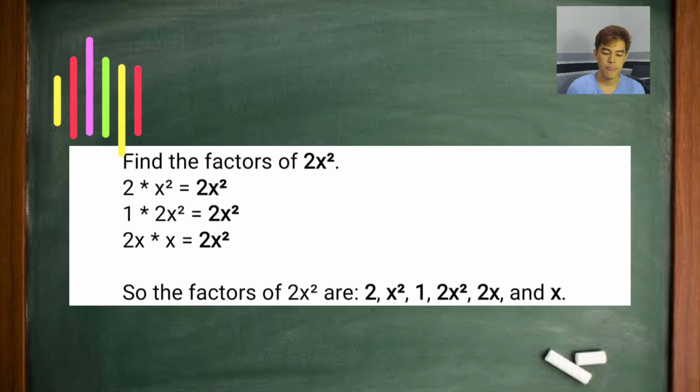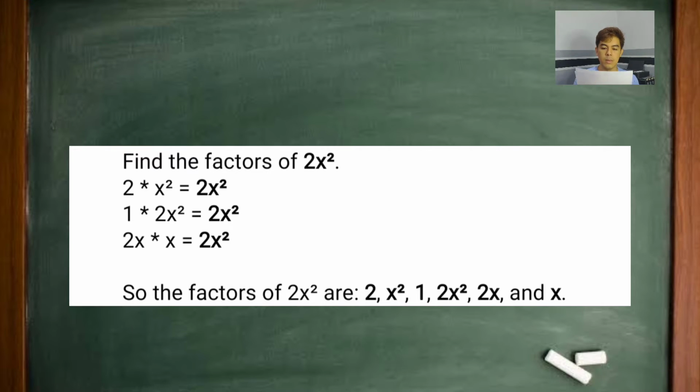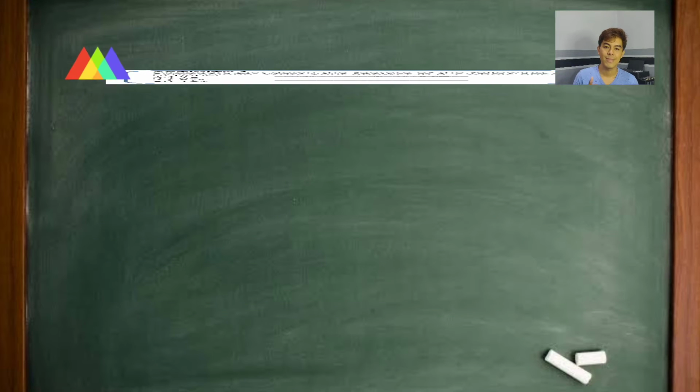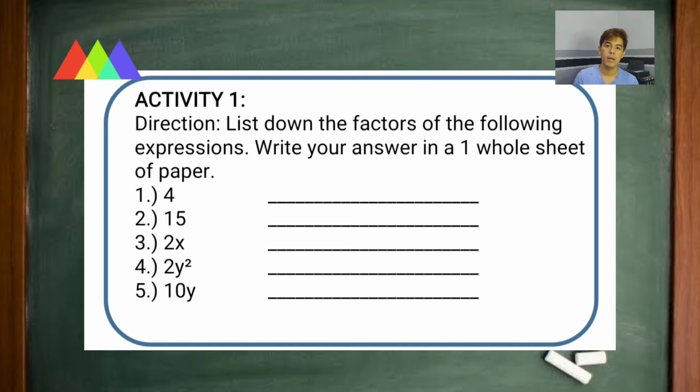Now, let's try to find the factors of 2x squared. Pwede nating i-multiply ang 2 at x squared. Ganun din ang 1 at 2x squared. And then, you can also multiply 2x and x to get 2x squared. So, the factors of 2x squared are 2, x squared, 1, 2x squared, 2x, and x. Now, your turn. Try to do activity 1. Write your answer in one whole sheet of paper. So you need to list down the factors of the expressions written.